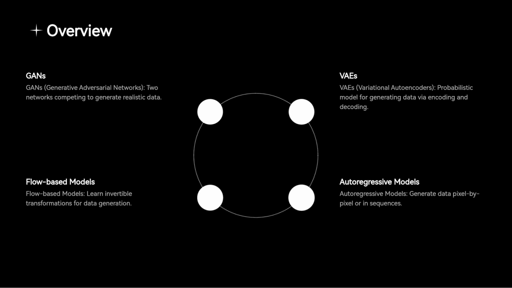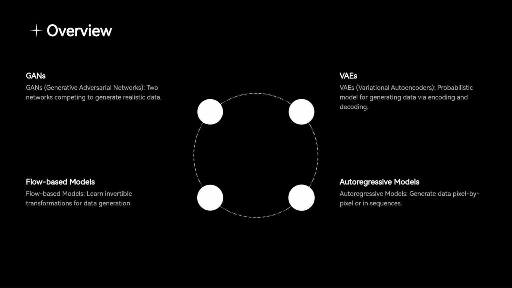Generative adversarial networks, GANs. GANs consist of two networks: the generator, which creates synthetic data, and the discriminator, which distinguishes between real and fake data. The generator aims to fool the discriminator into thinking its synthetic data is real, while the discriminator tries to correctly classify the data as real or fake. Over time, both networks improve, leading to high-quality generated data.